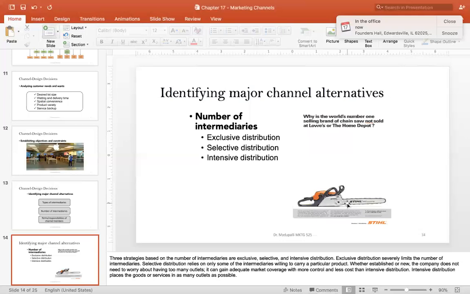And then you have selective distribution. Only some of the intermediaries are willing to carry a particular product. You're choosing only a few, or only a few retailers are choosing your product. You cannot get it everywhere, but only a few places. Whereas intensive distribution is everywhere. You go to any store, you get it. Generally consumer goods and products, like consumables, non-durables, are in this category.